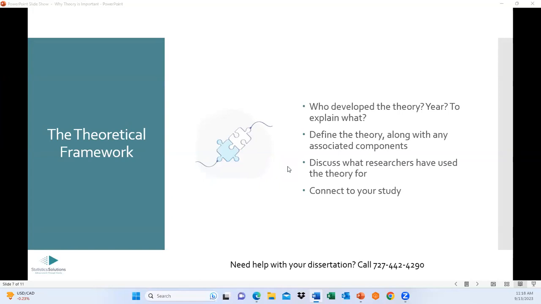And the theoretical framework, if you're using one theory, fine. That's just the way to handle this section then, is to talk a little bit about who developed the theory, the year, obviously have a citation, and explain what they developed the theory to do.